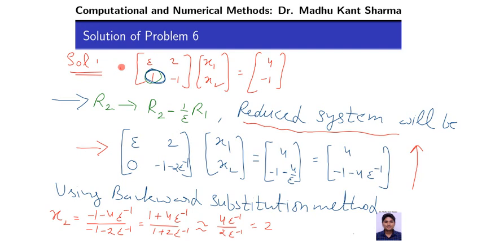Now use this value x2 for getting x1 from the first equation. The first equation is epsilon x1 plus 2x2 equals 4. Once you replace x2 by 2, this implies x1 is 0, since epsilon is strictly greater than 0. So the solution vector is 0 comma 2, if you use the basic Gauss elimination algorithm on a Mark 32 machine.